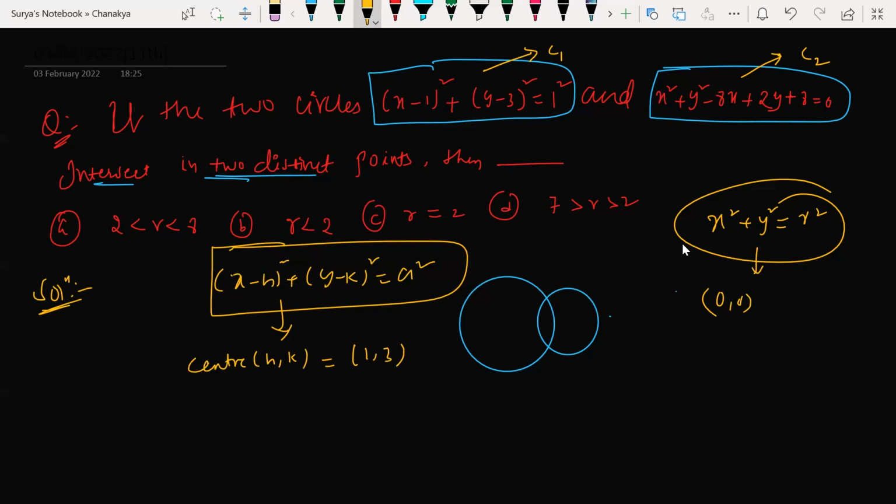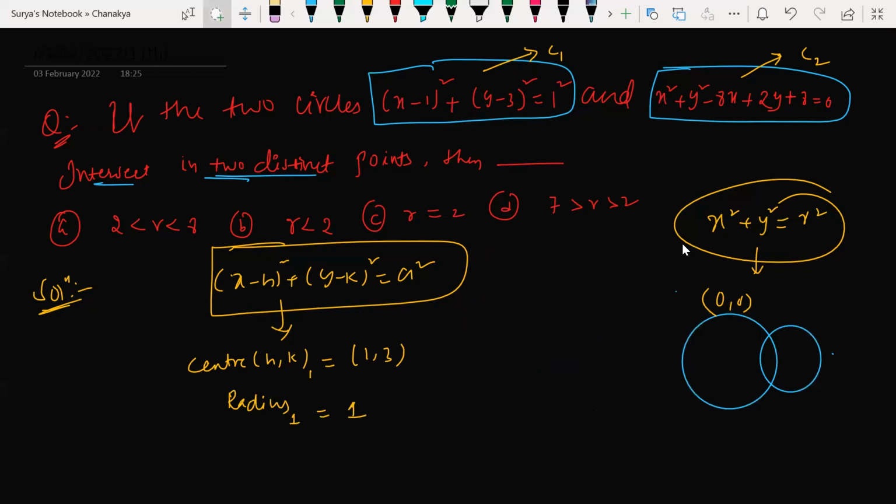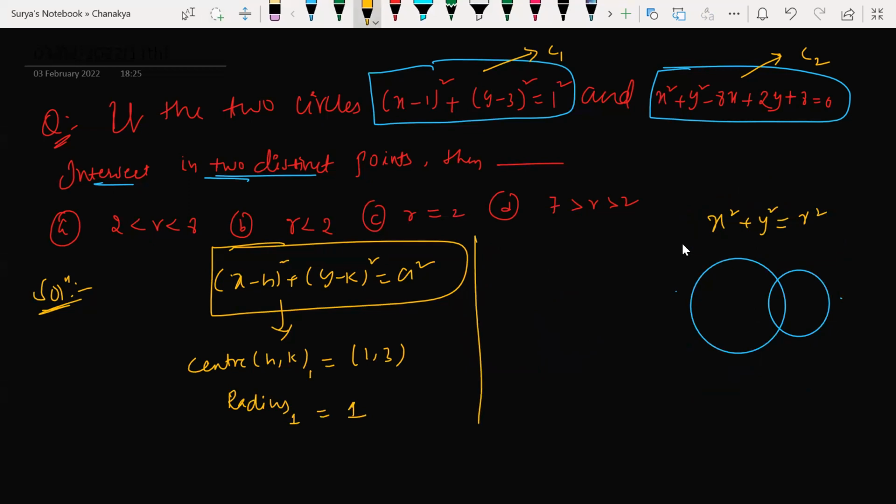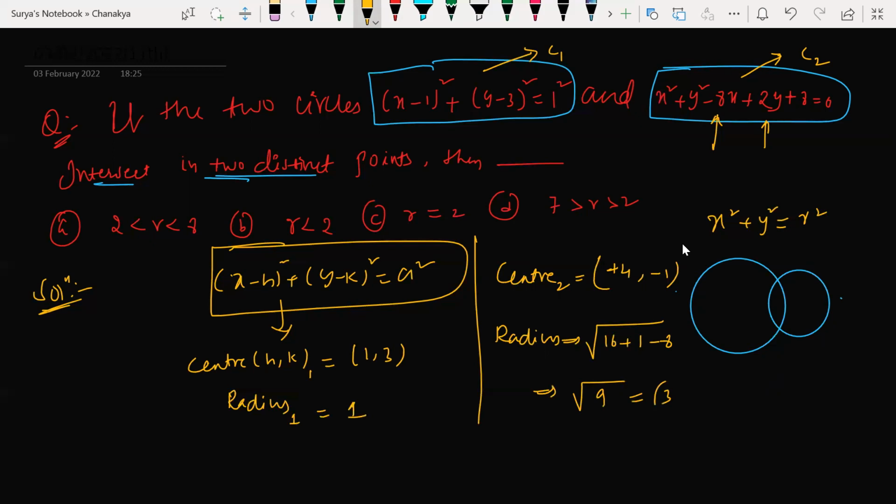What is the radius of circle 1? Let us say this is radius 1, and this is my center 1. What is the radius here? 1. Am I correct? Yes, sir. So let us keep this aside for a while. Now let us talk about the second circle. What is the center of the second circle? Tell me directly. This one is minus, this one is plus. So it is going to be 4 comma minus 1. Perfect. What is the radius going to be? Square root of 4 square is 16, plus 1, minus 8. 17 minus 8 gives me 9. So 3 is going to be my radius 2.